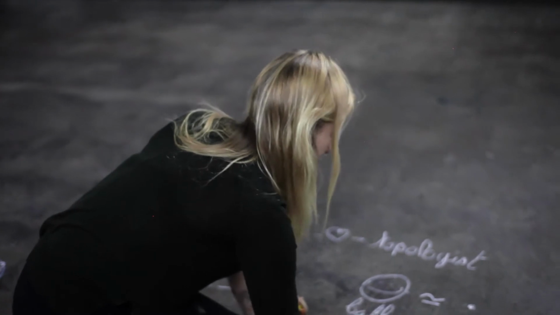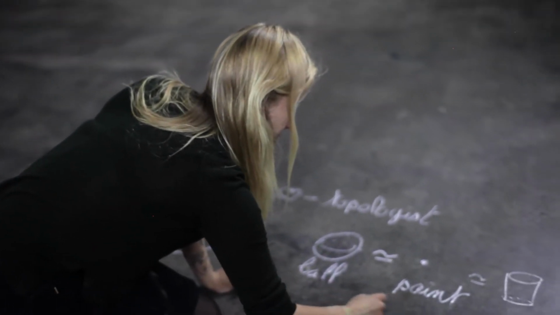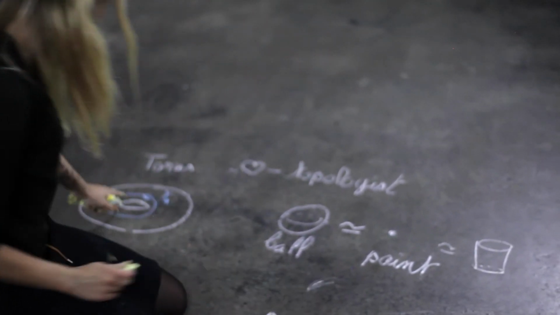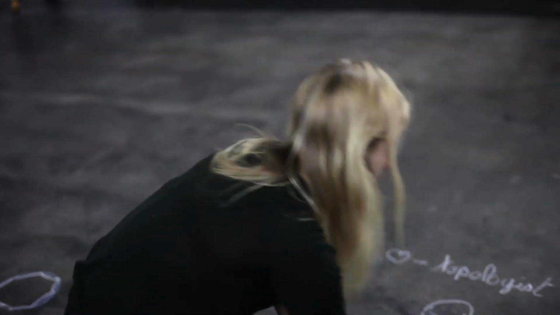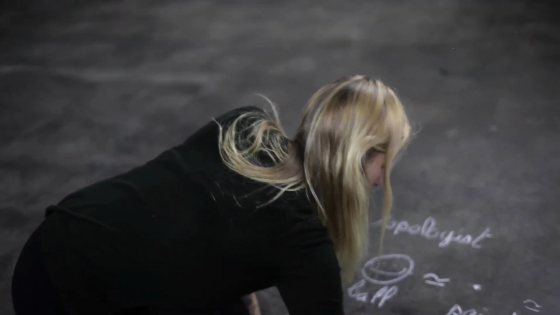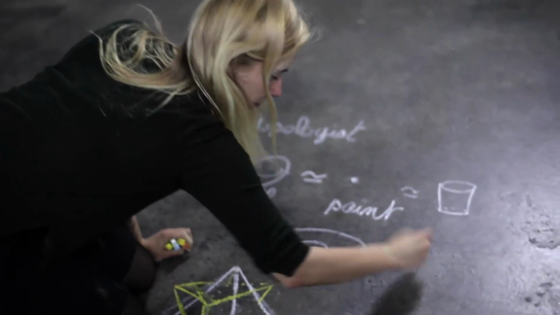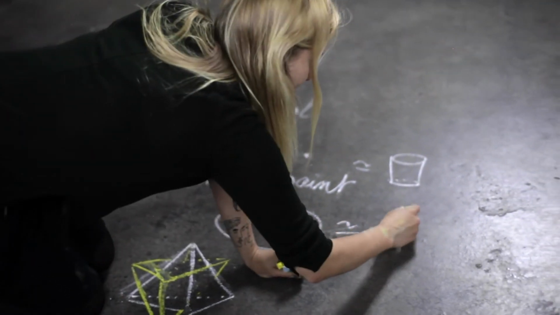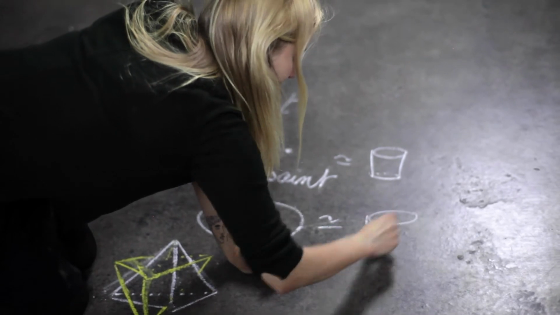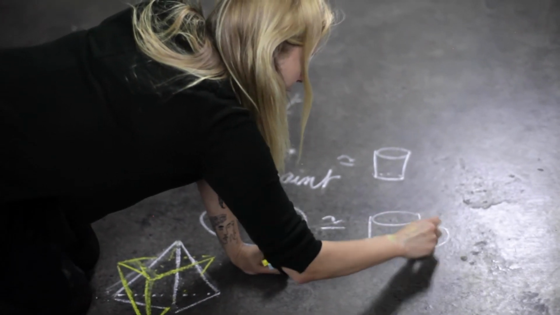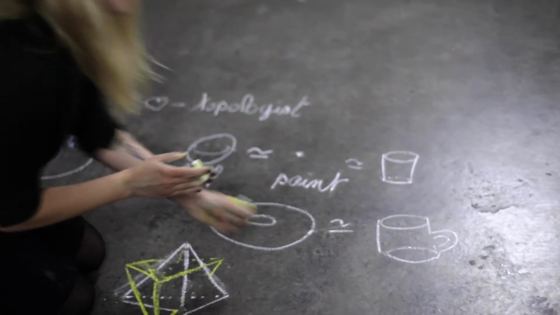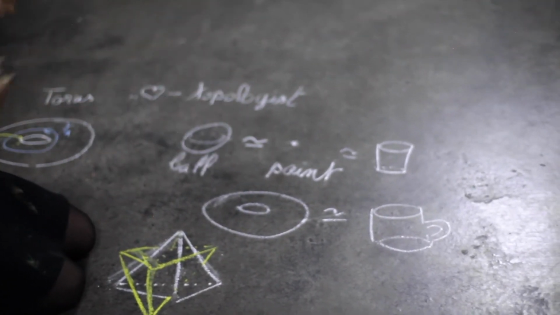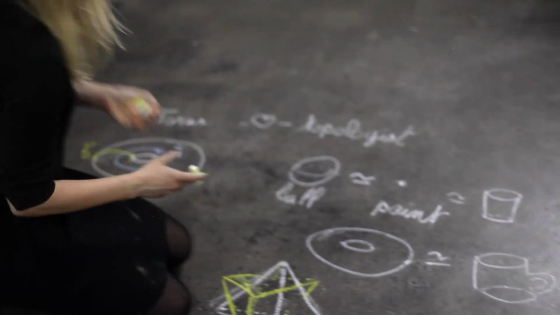But then the torus gets interesting, because of this hole that you cannot compress. The torus is like a cup of coffee, which is a famous joke among topologists: the topologist cannot recognize the difference between a donut and his coffee, because for him it's the same.